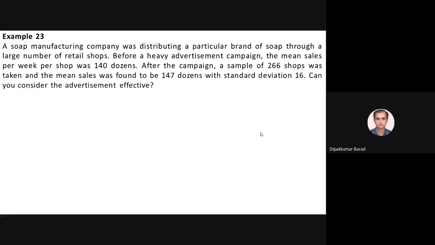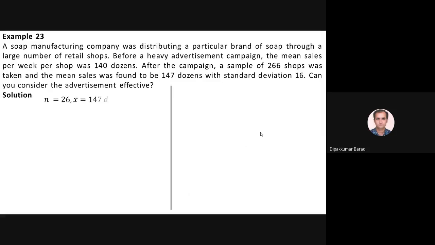So first of all, what is given here: a soap manufacturing company was distributing a particular brand of soap through a large number of retail shops, and before the advertisement campaign, the mean sales per week per soap was 140 dozens. After the campaigning, a sample of 266 soaps was taken and the mean sales was found to be 147 dozens with standard deviation 16. So can you consider this advertisement effective?